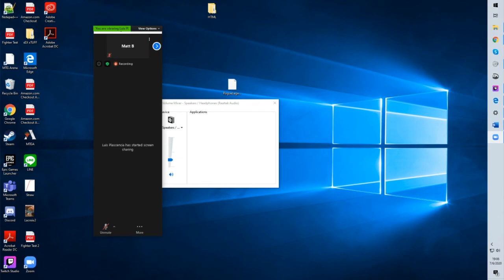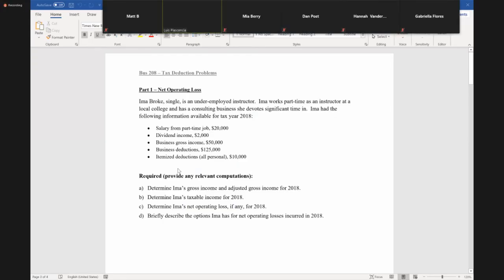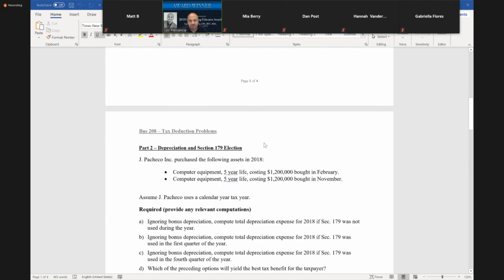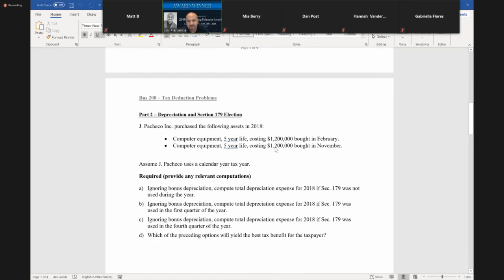So let's do a quick review of these. We did the NOL problem last week, so this one is crossed out. This is the one we're going to do right now. It is for 2018, so the maximum amount is going to be $1 million for each year, instead of the $1,020,000. I'm going to use the number for 2018, not the number for 2019.